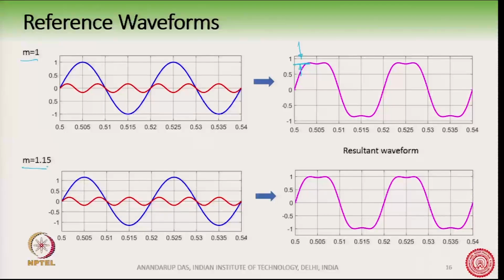So, I have increased the modulation index further to 1.15, and now the fundamental voltage is more than 1 here, and the resultant waveform you see is touching 1 and -1 here. So, we are basically able to go 1.15 times the modulation index.